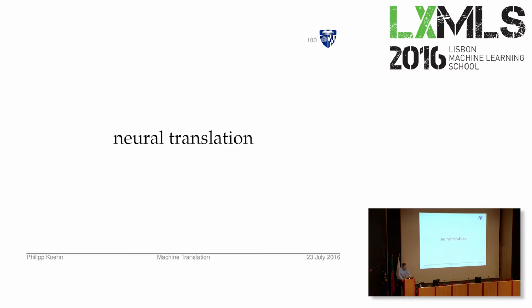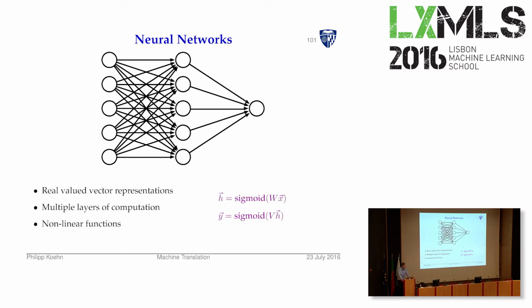Okay, so I said there's one thing that now seems to be the state of the art, and that's neural models. Later this week, there are going to be long lectures about how neural networks work and deep learning and all that. So I'm just going to give you a glimpse of how that is being applied to MT. Here's the one slide summary of what a neural network is. The point is that you use a lot of real-valued vector representations for things, and that you have multiple layers of computation. There's a lot of benefit to having multiple layers of computation.